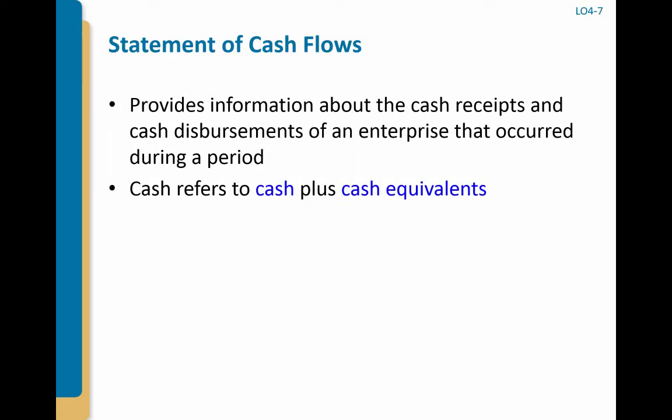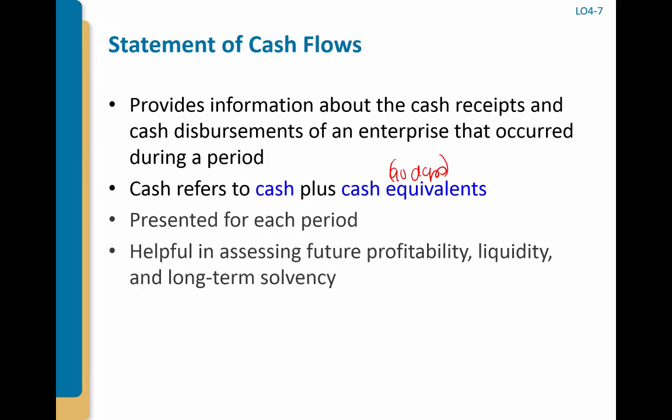What the statement of cash flow does is it provides you with the details of the cash receipts and the cash disbursements during the period. So it tells us how much money we got in from customers and how much money we spent on vendors and others. We say it's cash and cash equivalents, and remember, cash equivalents are converted into cash in the next 90 days. So here we're doing it for each period, and it basically tells us a lot of information.